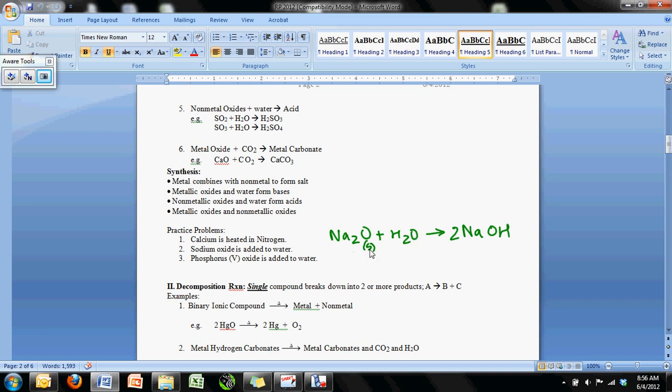When you're adding solid sodium oxide, at that time sodium oxide is not present in dissolved form. It's solid. So you keep it together. Water is always left together, and NaOH being a strong base will be dissociated. So let's write the net ionic equation. It'll be Na2O plus H2O gives you 2Na+ plus 2OH-, and that is the net ionic equation.